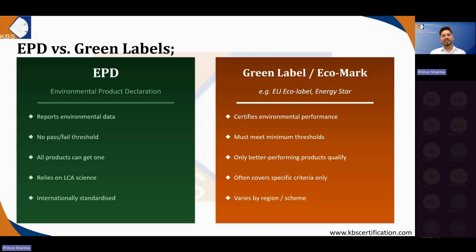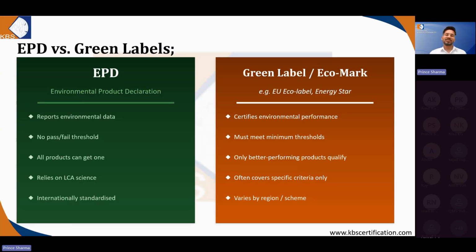Then EPD versus green labels. We have already discussed this a bit, but let's discuss it in detail. EPD stands for Environmental Product Declarations. It reports environmental data, and there are multiple categories that we try to report. Green labels certify environmental performance.